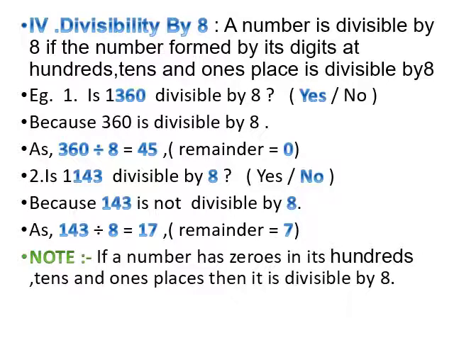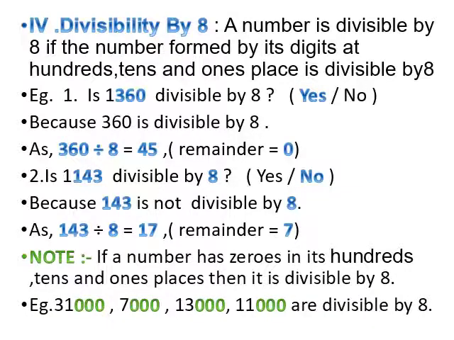One more thing here, if a number has zeros in its hundreds, tens and ones place, like in the divisibility by 4 test, then it is divisible by 8. So here are the numbers. See here, in the hundreds, tens and ones places, all zeros are there. So no need to test by solving. Here you can directly say these numbers are divisible by 8. So all these are the divisibility tests for 2, then 5, then 10, then 4, and then 8.